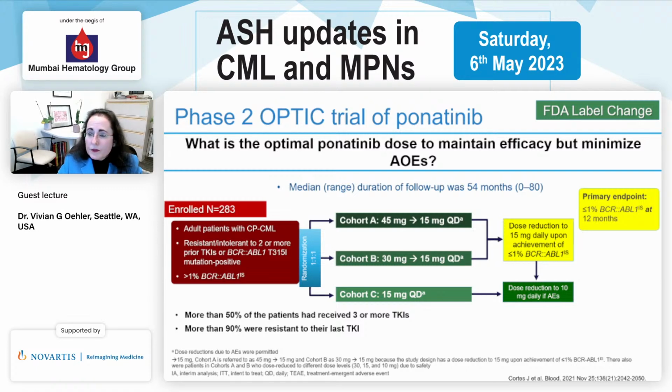For patients enrolled in the 30 and 45 milligram cohort, there was a mandatory dose reduction that occurred once BCR-ABL was less than or equal to 1% to 15 milligrams daily. And BCR-ABL of less than or equal to 1% is the molecular equivalent of a complete cytogenetic response. The primary endpoint was BCR-ABL of less than or equal to 1% at 12 months.